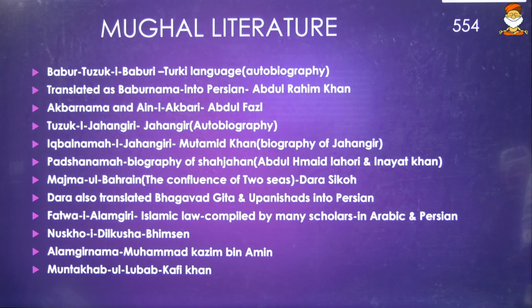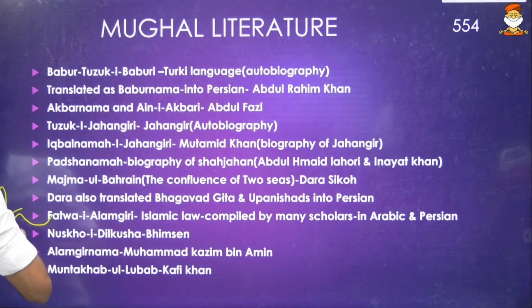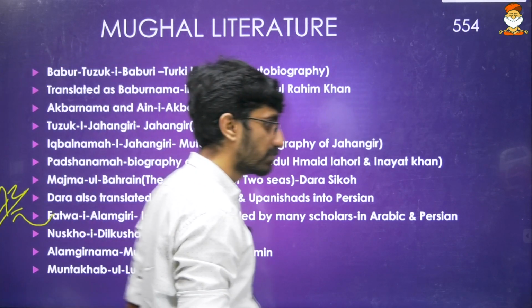Then Fatawa-i Alamgiri, one of the famous law books, particularly Islamic law books. It was compiled by many scholars in Arabic and Persian, but it was during the time period of Aurangzeb. Fatawa-i Alamgiri, the time period of Aurangzeb.